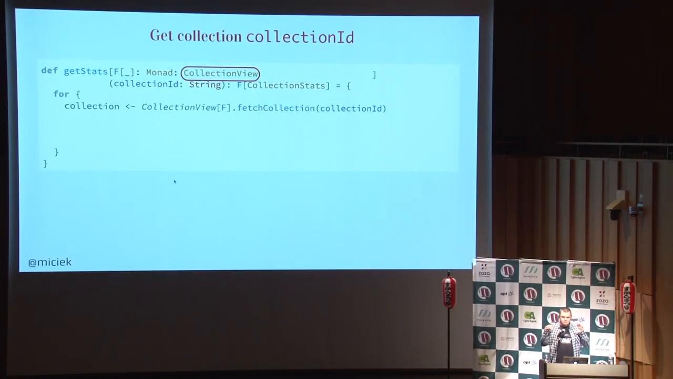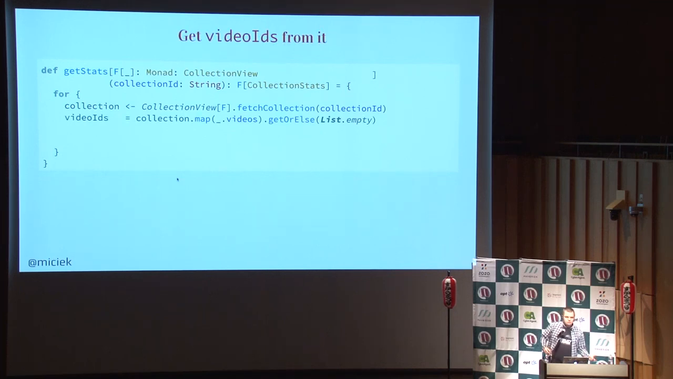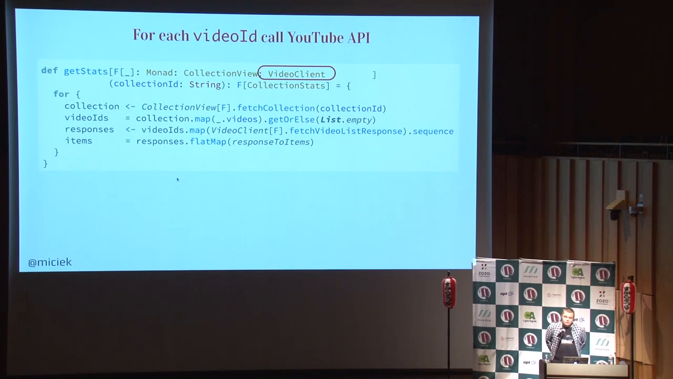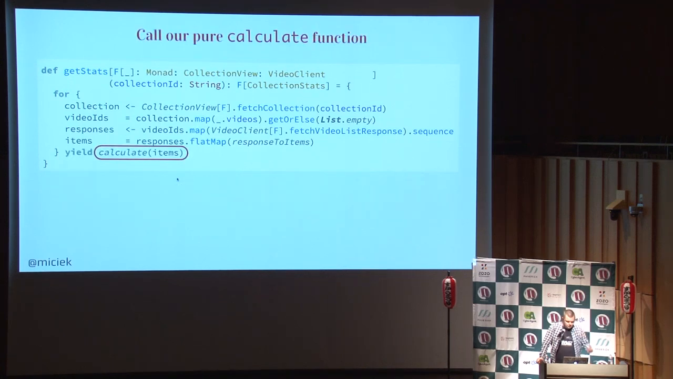So what we did is we first introduced this collection view, right? We had a collection ID, and then we needed to fetch the collection from the storage. So we created this algebra that's called collection view, with type F as a type, so it doesn't do anything, and used it in our for comprehension. Then we just got some pure transformation from a collection, videos are inside this collection, and got these video IDs. And then we used video client. We again created an algebra for that, that returned F type, so somewhere, maybe asynchronous, maybe not, whatever. And we just use that to fetch video statistics based on the video IDs that we provided. And then we got the items out of the responses, so pretty mechanical, again pure transformation. And used our pure function as the last step because we got all those statistics and they just needed to be computed and aggregated.